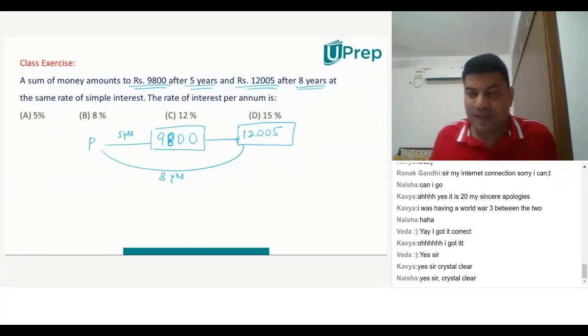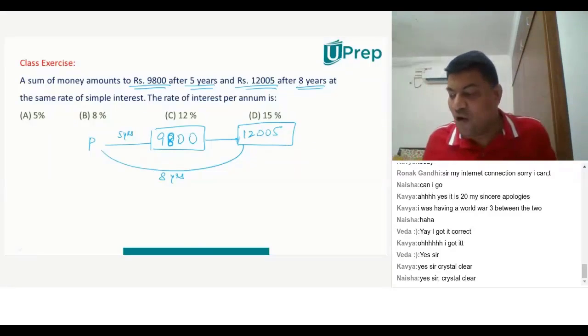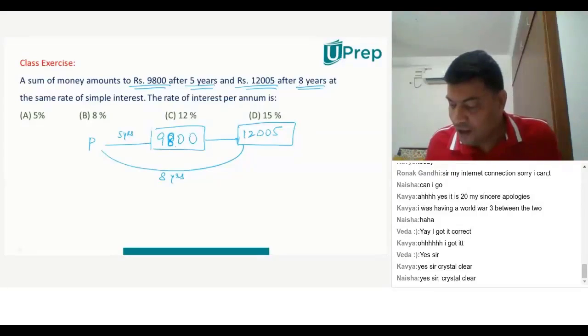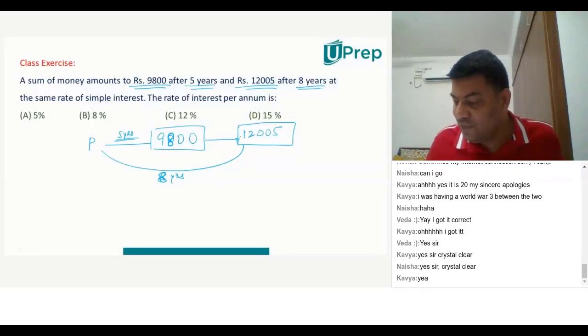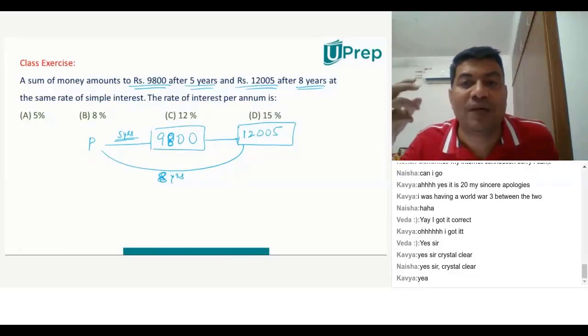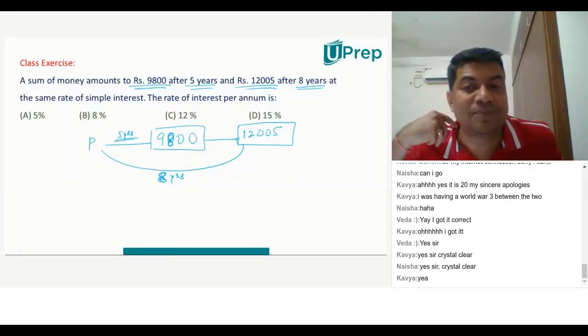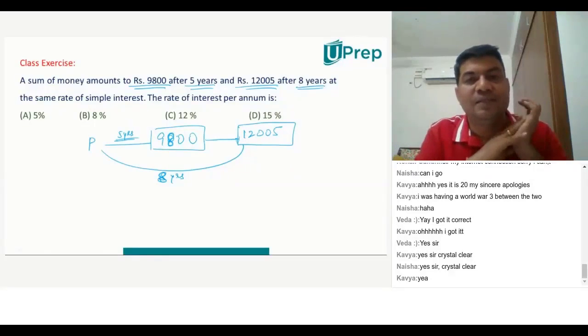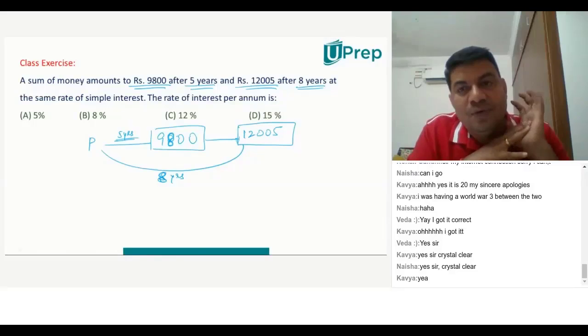So that clearly tells you how much you are earning in 3 years. That's the catch. You know what's going to happen in 5 years, what's going to happen in 8 years. So if you know, then the difference of this and this will give you how much interest you have earned in 3 years. Correct? Yes, sir. Which is 2,205.